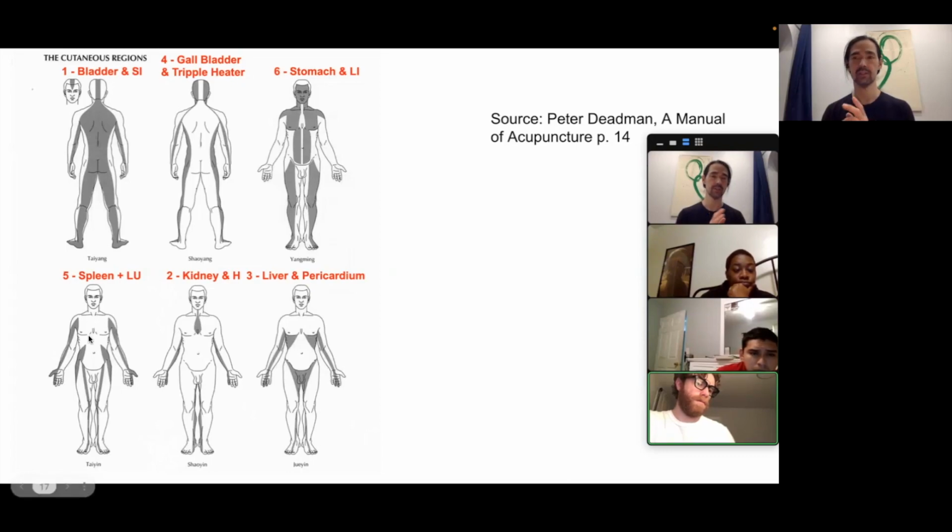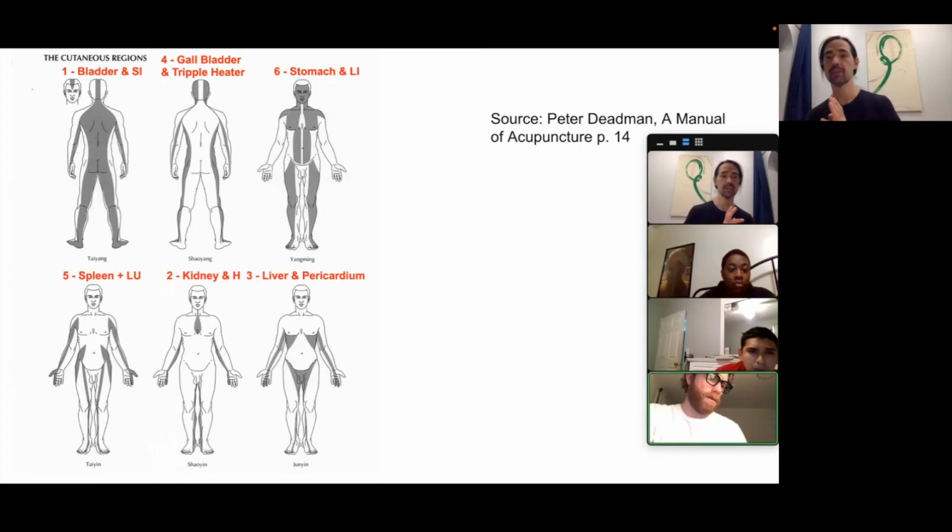So the front is the stomach and large intestine, lung and spleen: lung, large intestine, stomach, and spleen. Let me hear you say lung, large intestine, stomach, and spleen. Lung, large intestine, stomach, and spleen. I don't have to hear you, just say it.